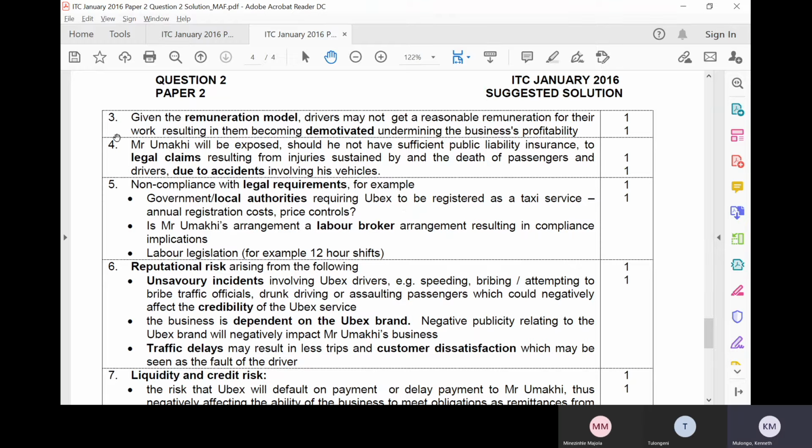Number 4, Mr. Umaki will be exposed should he not have sufficient public liability insurance for legal claims resulting from injuries sustained and the death of passengers due to accidents involving his vehicles. Now you can understand why this is a big risk because the passengers are in the hands of the drivers, who are in the car that's been driven. So if anything happens, there's a very strong link to who owns the car and then being liable for what happened to the individual.